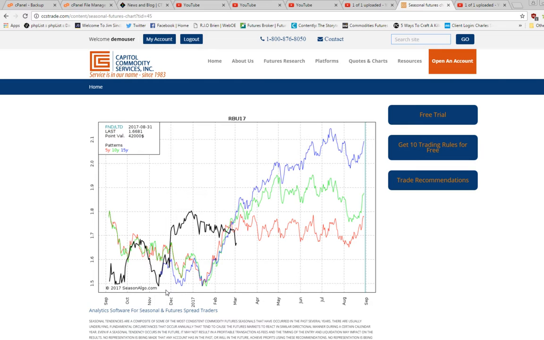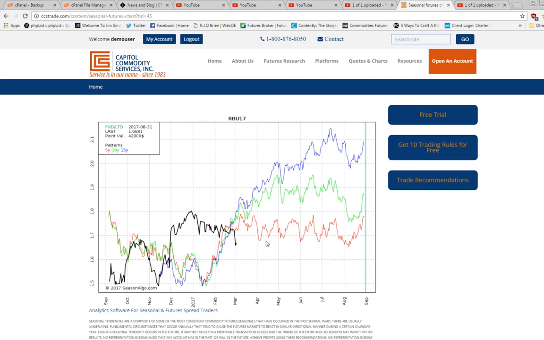some charts with lines. The black line is the current price going into early March of 2017. The red line is the 5-year seasonal, the green line is the 10-year seasonal, and the blue line is the 15-year seasonal. What is a seasonal?